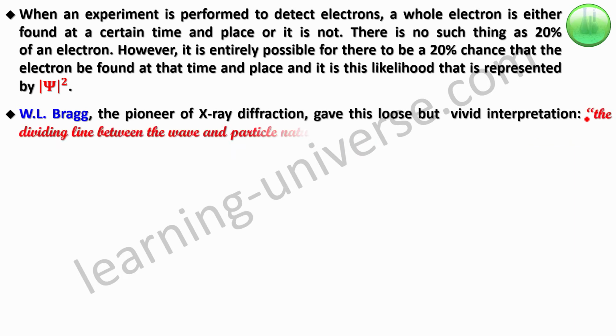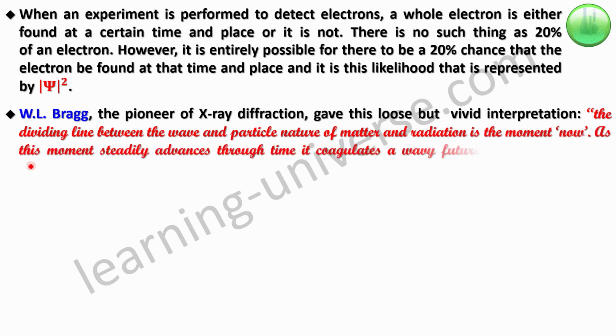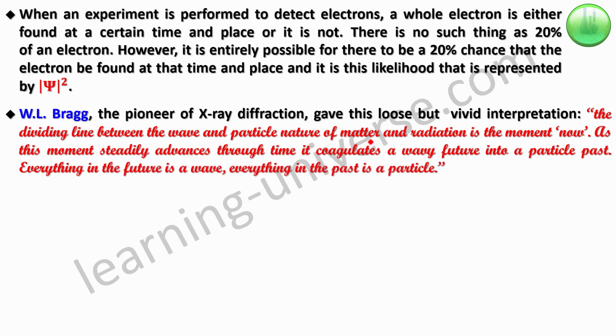So, the dividing line between the wave and particle nature of matter and radiation is the moment now. As this moment steadily advances through time, it coagulates or precipitates a wavy future into a particle past. So what happens is, as time goes by, the wave thing collapses and becomes a particle. And as you keep moving forward, everything in the future can only be determined by the wave function and probability, psi mod square. But everything in the past has already been determined. You've already determined where the electron was, and there it is a particle then.